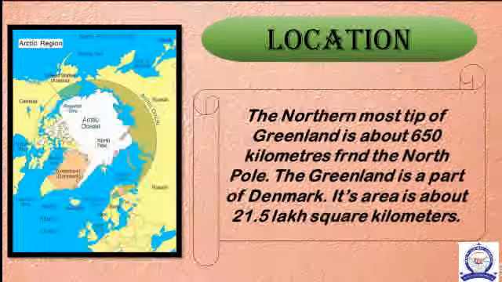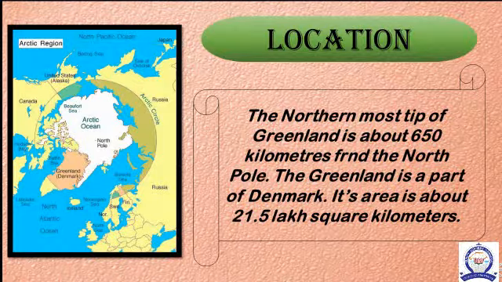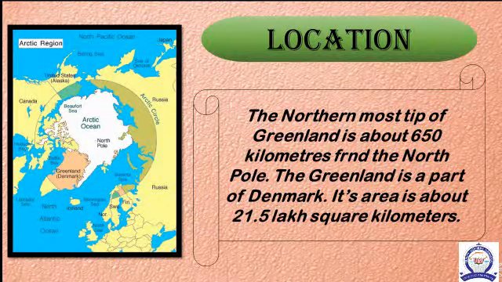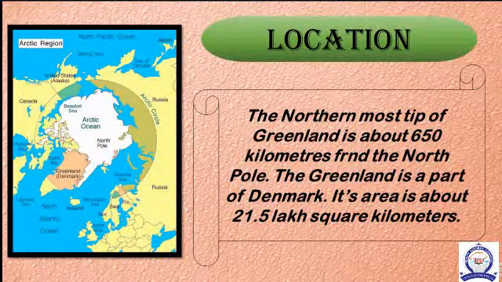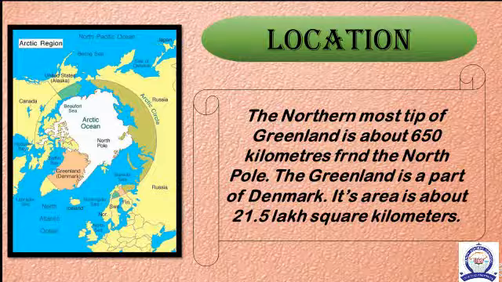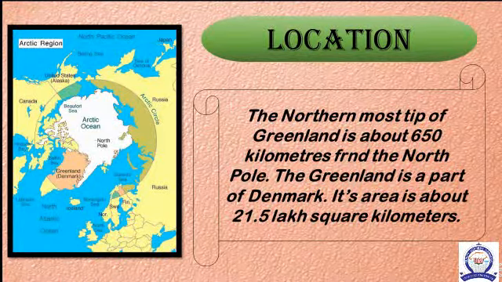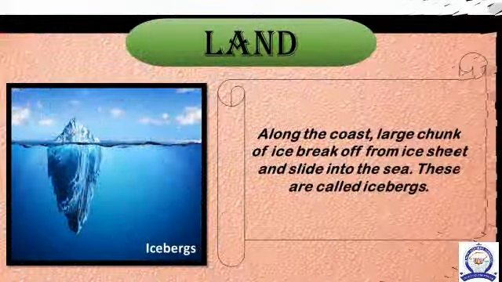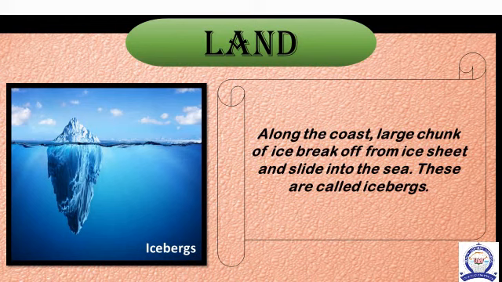The island looks white as 80% of its area is permanently under snow and ice. The average thickness of this ice sheet is about 1500 meters. The lower layers of this ice sheet perhaps date to the last ice age. Along the coast, large chunks of ice break off from the ice sheet and slide into the sea. These are called icebergs. These icebergs are very dangerous for the ships passing through this region. This is because when an iceberg floats on water, most of it remains underwater.